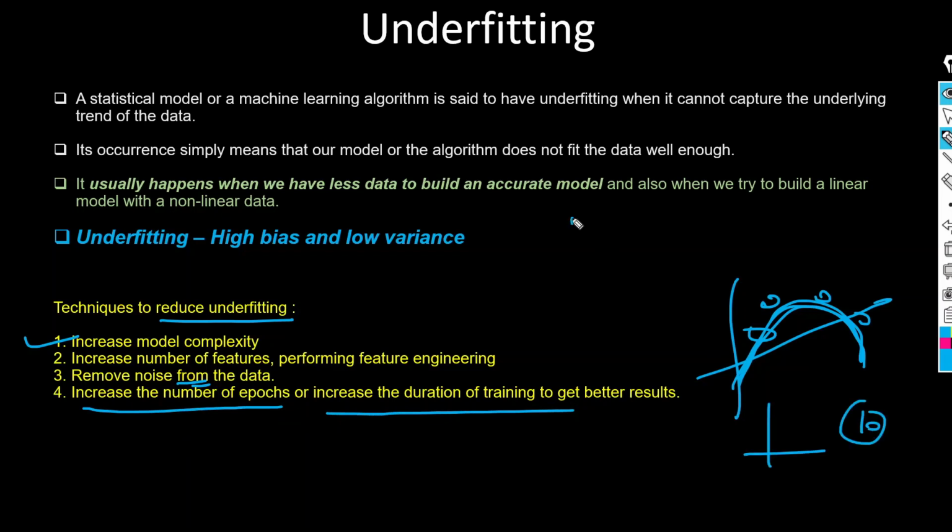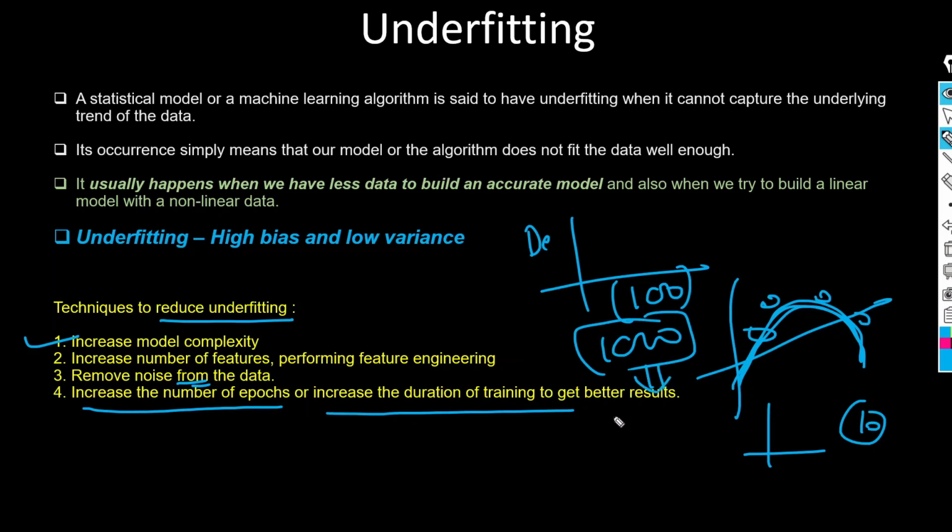Say we are using a deep learning model, where we only use 100 iterations. Ideally we should use at least 1000 iterations to get the correct result. So that's why we can increase the number of epochs or iterations on the training data. This way we can reduce underfitting. Now let's see what overfitting is.